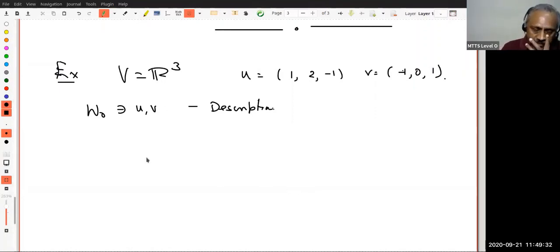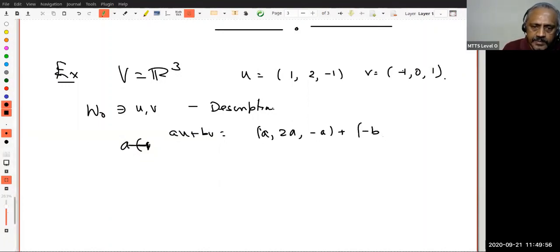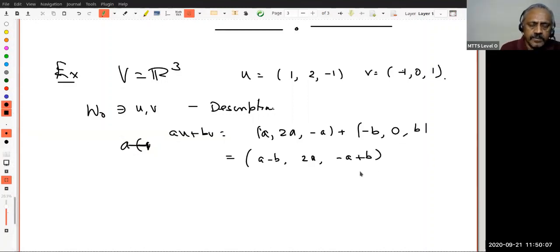Okay, let us go. So what should it contain? It should contain all elements of the form AU plus BV. That is A, 2A, minus A, plus minus B, 0, B. And this is A minus B, 2A, and minus A plus B. You understand this? So all these vectors should be in W naught.